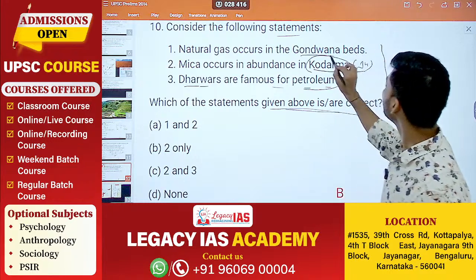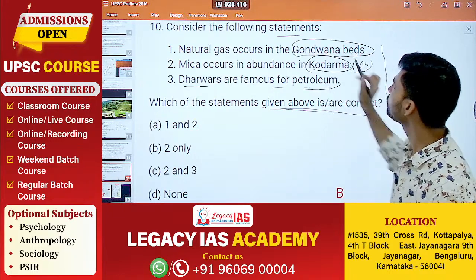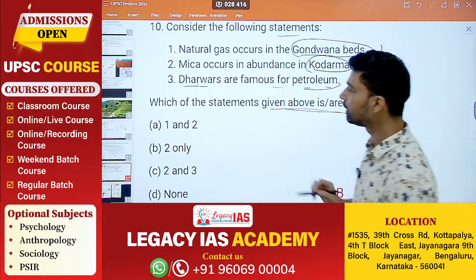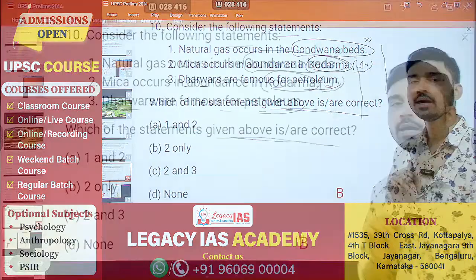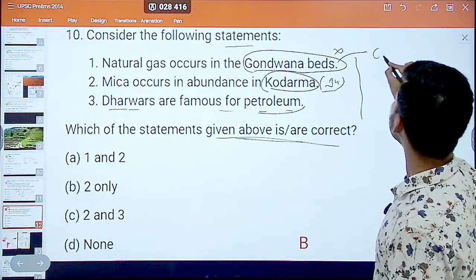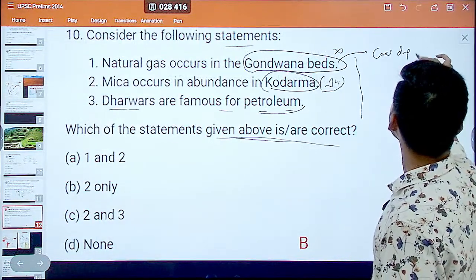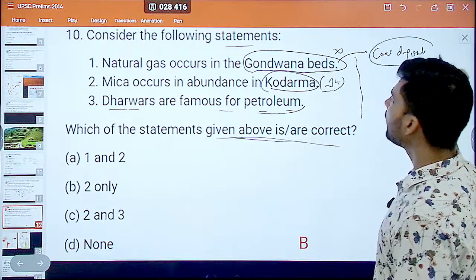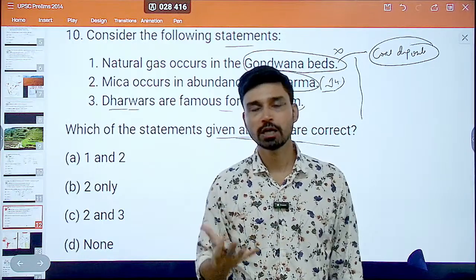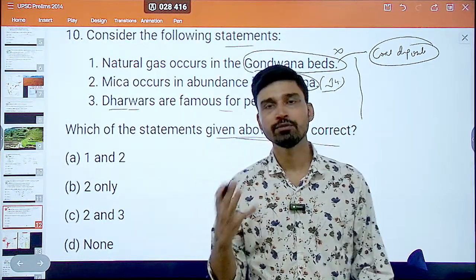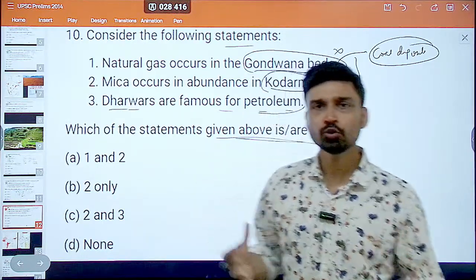So obviously we know that as far as the Gondwana region is concerned, natural gas, does it occur here? The answer is incorrect. Gondwana belts are known for their coal deposits in India. The entire belt of Chota Nagpur plateau that is spread over 4 states, Jharkhand, then you have Odisha, then you have Chhattisgarh, then you have West Bengal, that is your Gondwana belt.